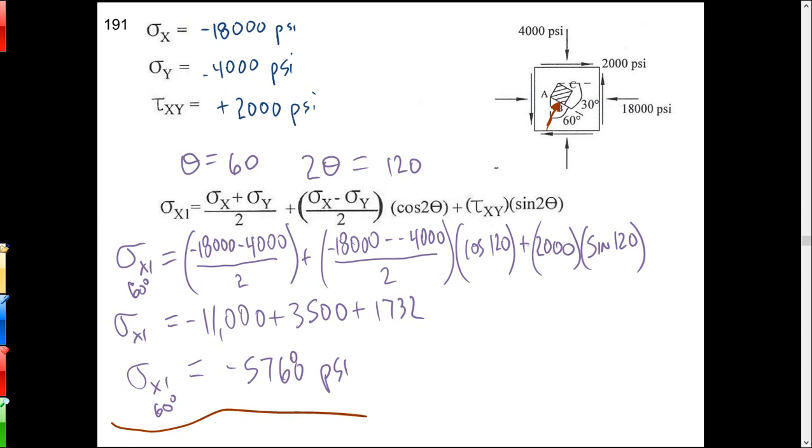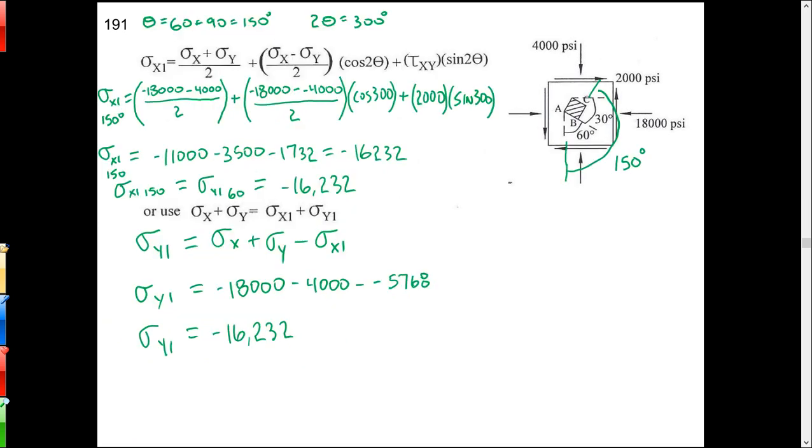Once you've got that, then you get the other one. The other one is at theta equals 90 degrees more than 60, so that will get you 150 degrees. Twice that is 300, so you do the exact same thing again and plug 300 degrees into the 2 theta spot in the formula. When you do that, you get negative 16,232. I would call that sigma x1 for 150 degrees. That is the normal stress on BC, the stress that's normal to that plane.